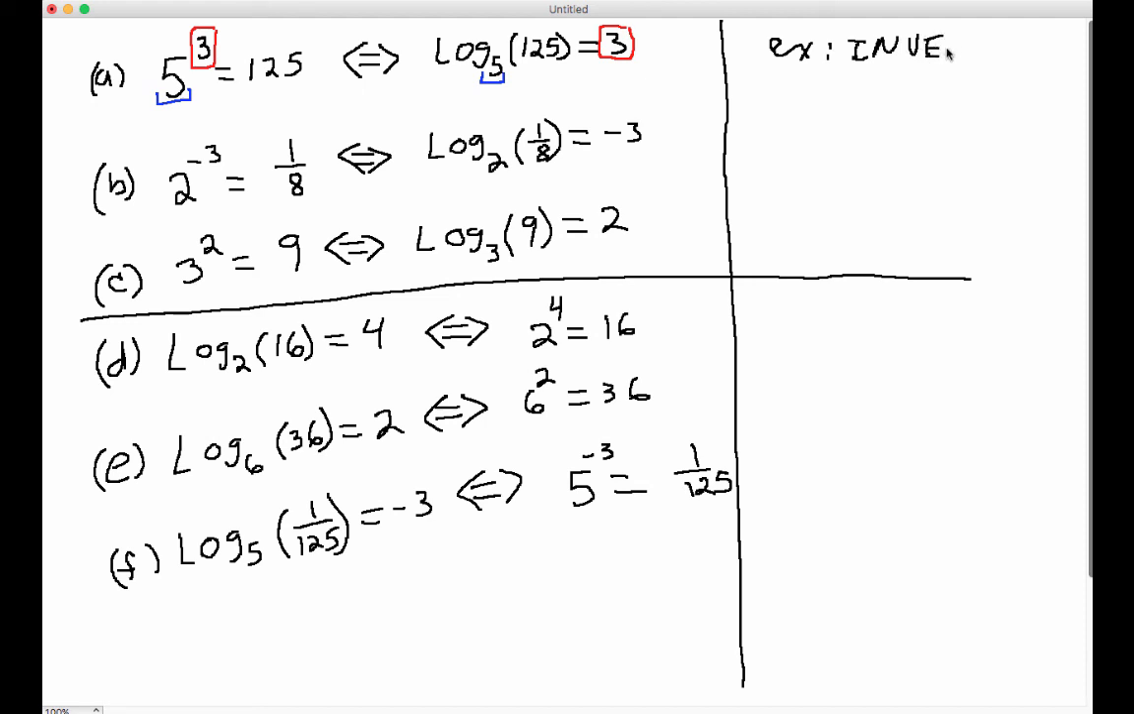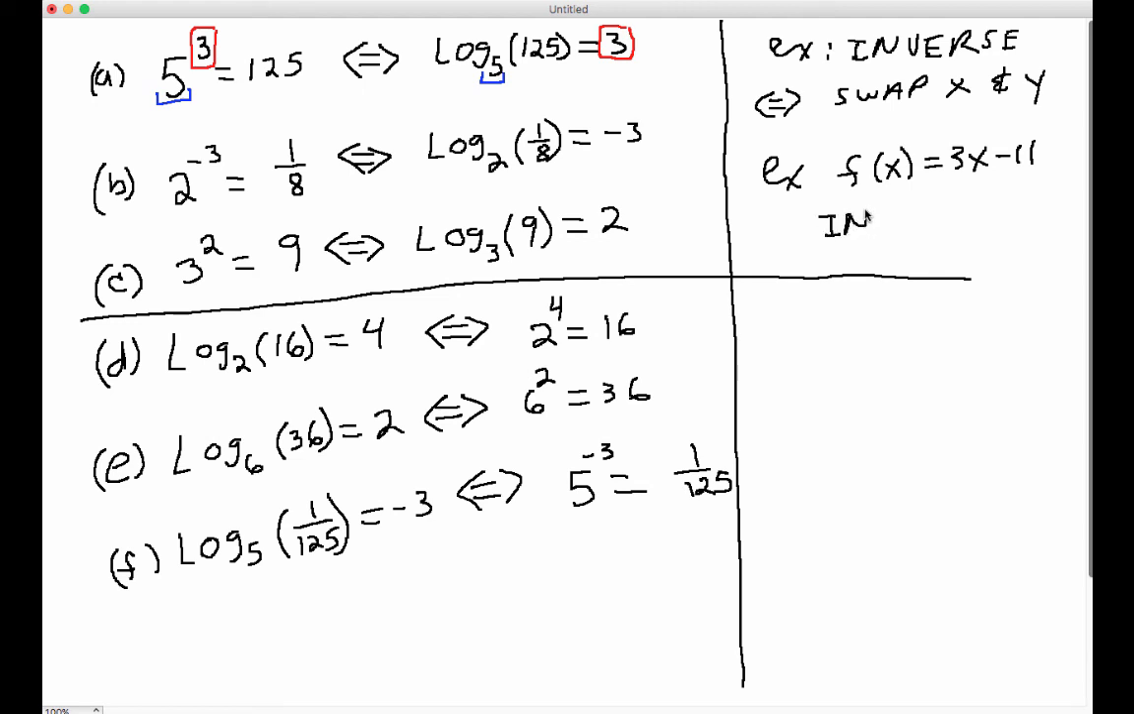Basically, what an inverse means is that you are swapping the ordered pairs. So really, the main idea is you swap x and y. So when you see the word inverse, think swap x and y, and you're going to be in pretty good shape. So for example, if I wanted to know what the inverse function of f of x equal to 3x minus 11 was, in other words, what is the inverse to this?